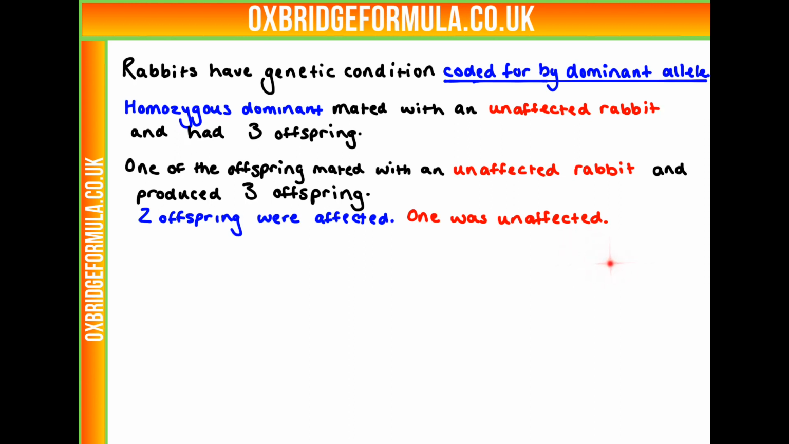So what I would suggest for this question is to maybe sketch out a little pedigree diagram just so we can see who's affected and what alleles are present in our population. So what things do we need to know to be able to draw this pedigree diagram?